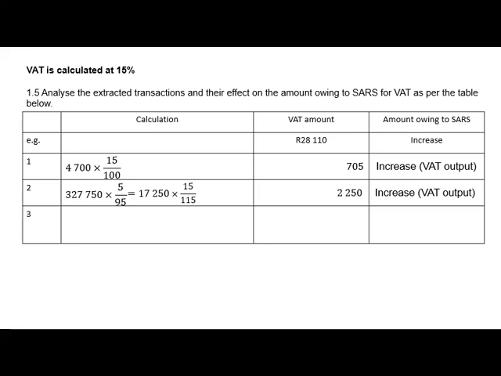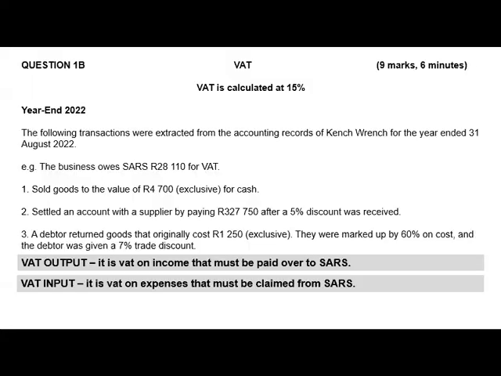Let's go to the next one, which is number 3. What does number 3 say? Number 3 says that a debtor returns goods that originally cost 1,250. Stop right there. When we issued an invoice to this debtor, we calculated VAT output. Now, here we are given the amount exclusive of VAT. When they return goods, know that VAT output must be reduced by the selling price of goods returned. Here they give us the cost price.